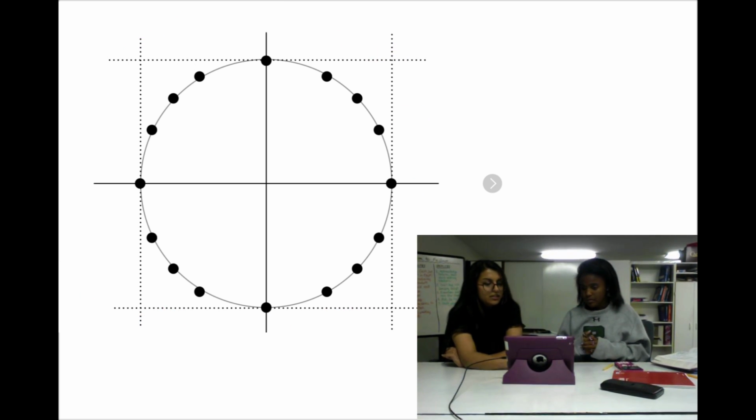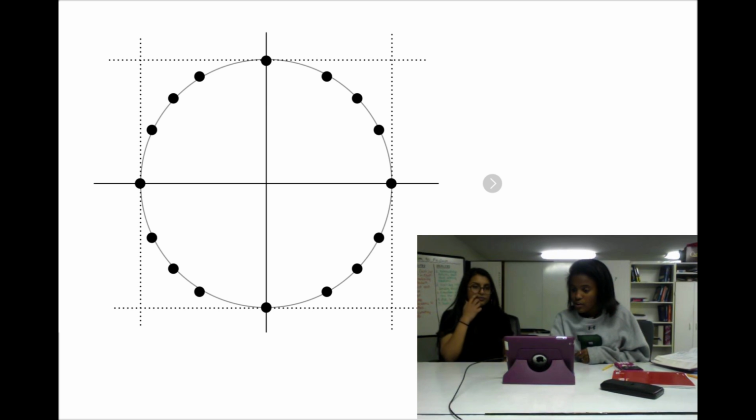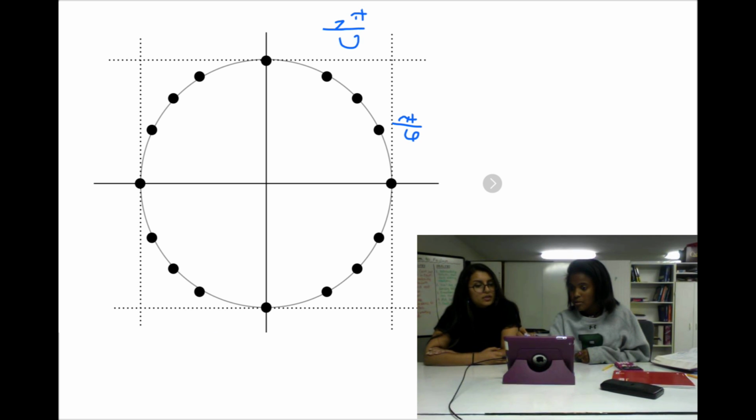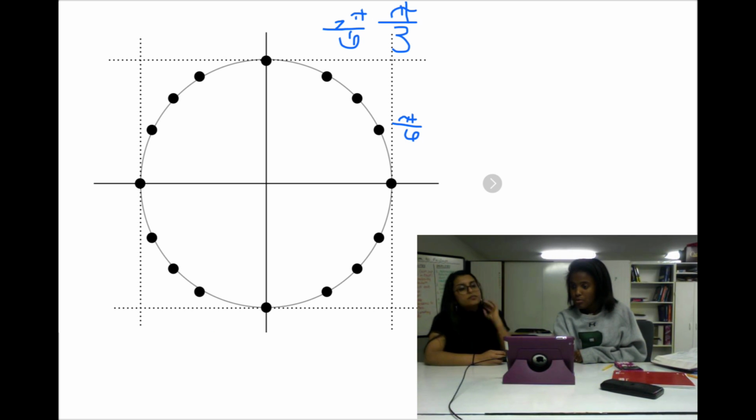Okay, let's do the radians. Okay, so 30s are pi over 6s. So pi over 6 is there. And then this would be 2 pi over 6. Or over, yeah. So that equals 1 pi over 3, right? Yeah. So pi over 3. And this would be 3 pi over 6.